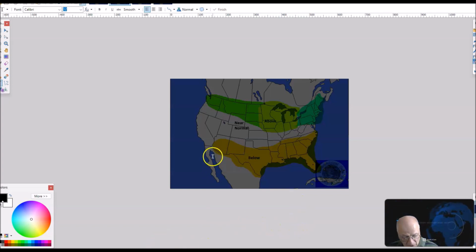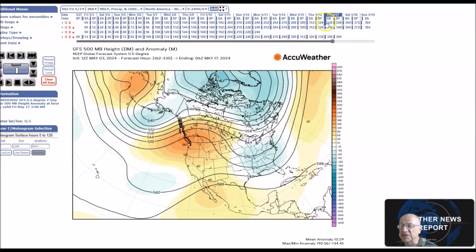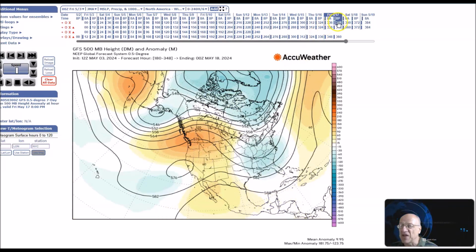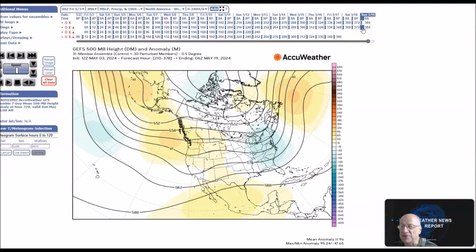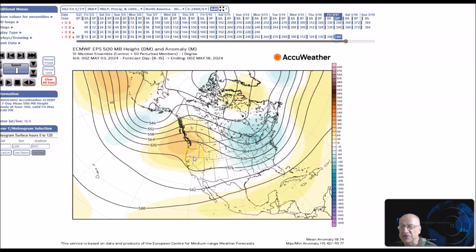This is for May 16th to the 20th. You can see the GFS seems to be keeping the trough ridge configuration a little deeper. If you look at the ensembles, the flow is a little flatter, but still a ridge trough configuration, and the European ensembles also have a definite trough here in the east, ridging here in the west.